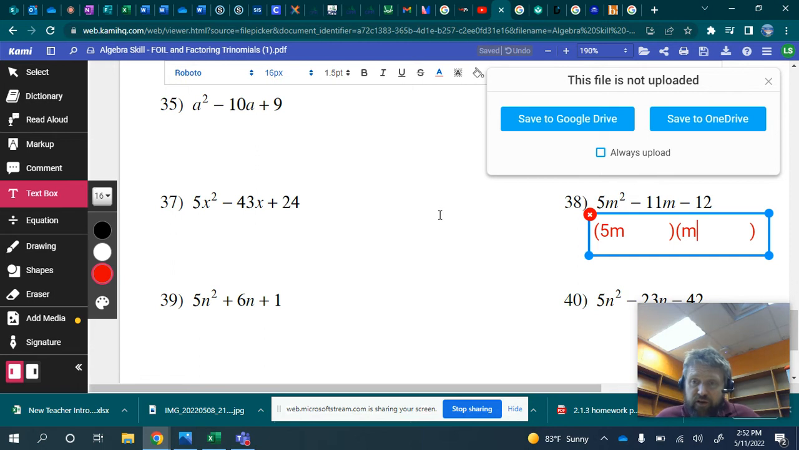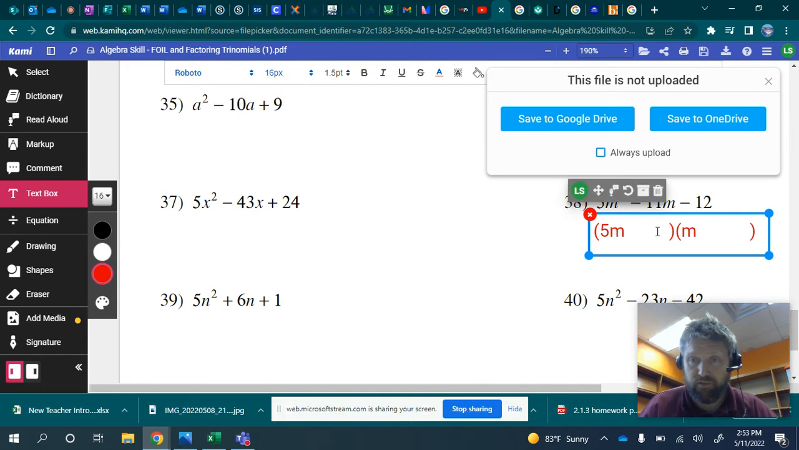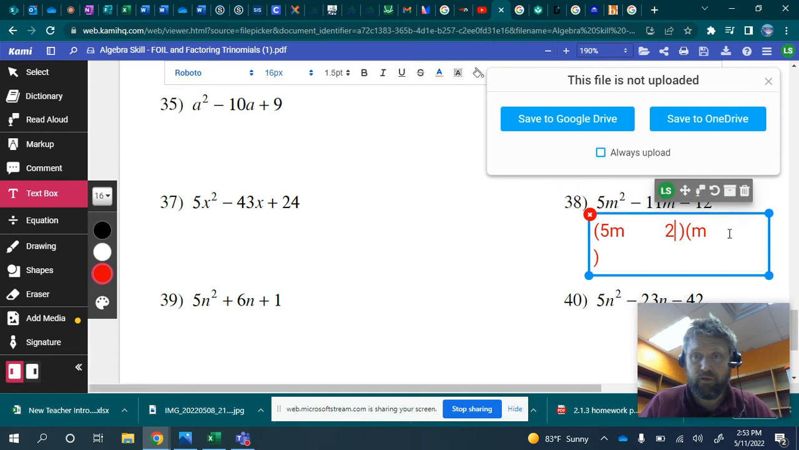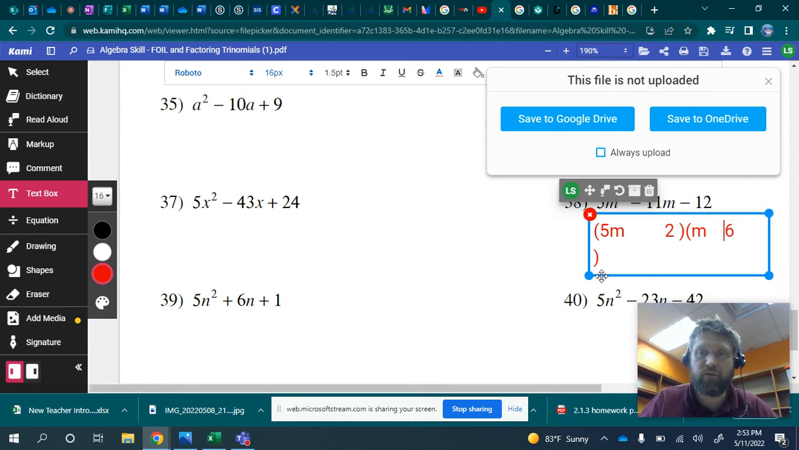All right, and then the second part is how do we get negative 12? So there's a couple ways to do that. You could do 12 times 1, you can do 2 times 6, or you can do 3 times 4. Okay, so you want to try to figure out how you're going to end up with negative 11 with the numbers that you put in there. So let's take a look. Let's say I do 2 and 6. If I put a 2 here and a 6 here, right, what is that going to end up with?